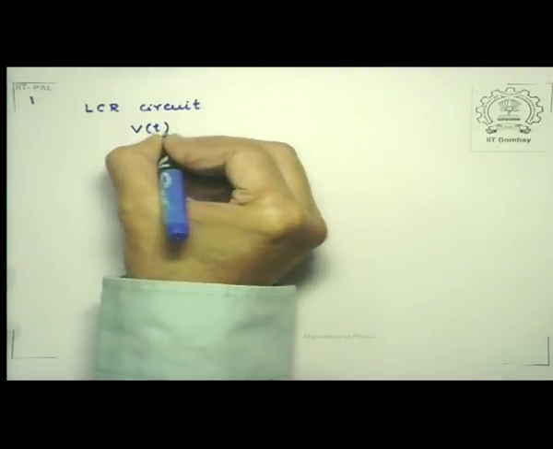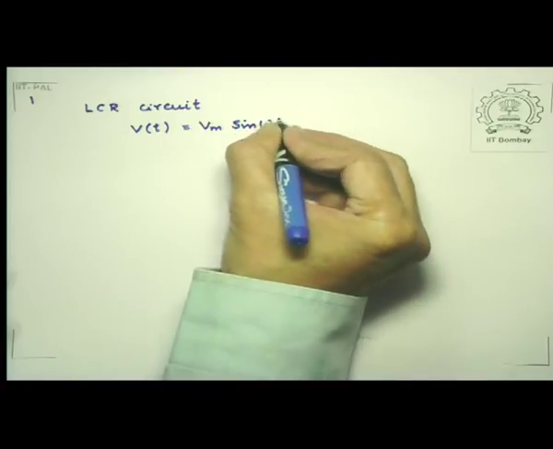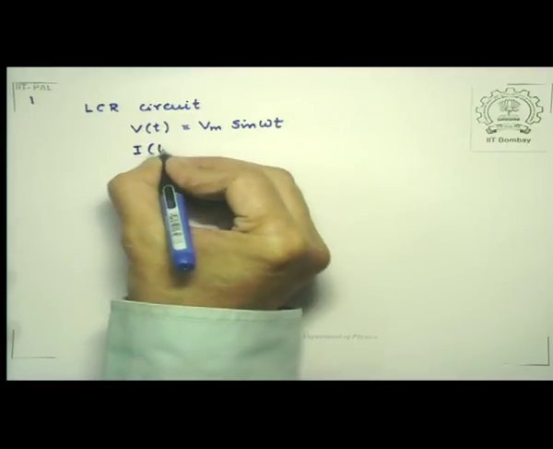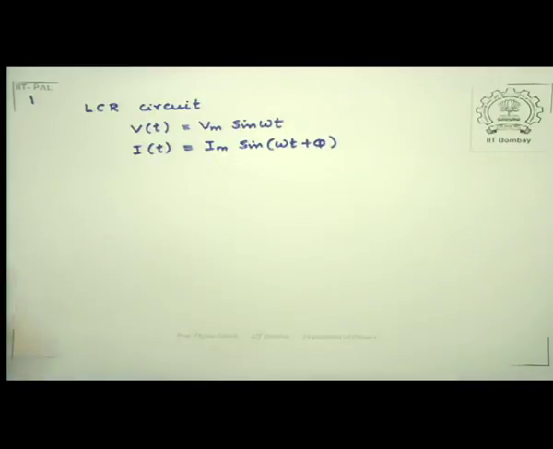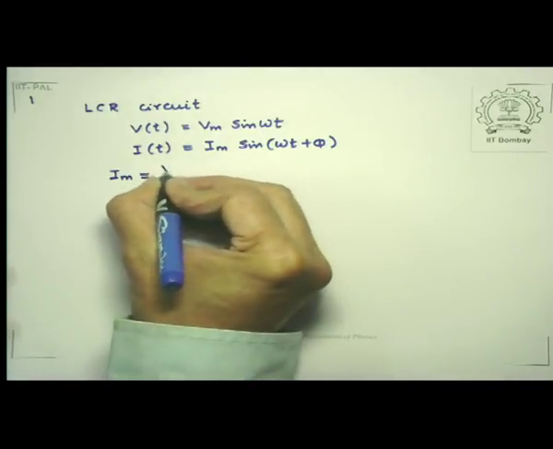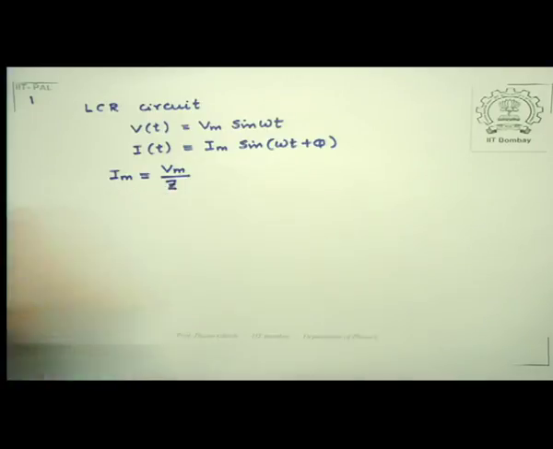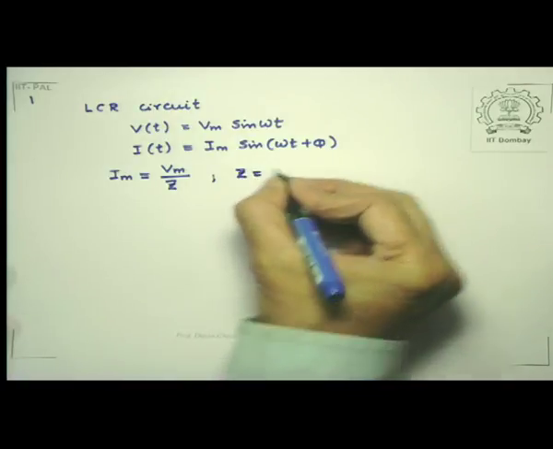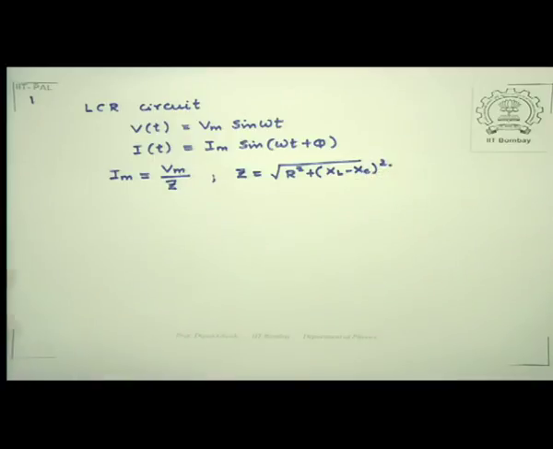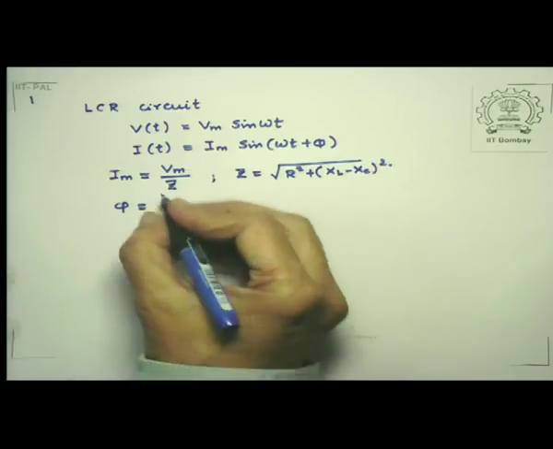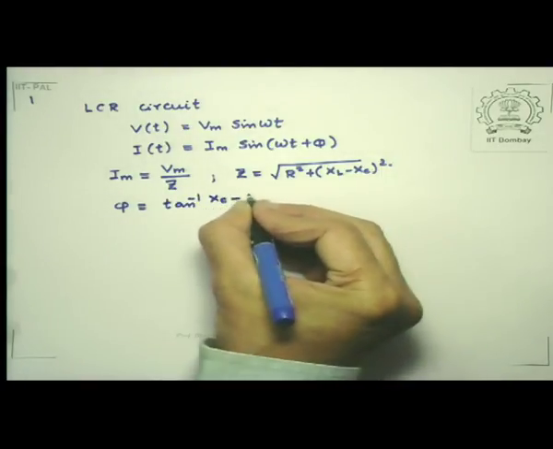Recalling that when we have a voltage variation given by V of t equal to Vm sin omega t, the corresponding current will be given by Im times sine of omega t plus phi, where the current amplitude Im is given by the voltage amplitude divided by the impedance. The impedance Z we had seen is defined as the square root of R square plus XL minus XC whole square, and the phase difference between the current and the voltage, actually in this case the amount by which the current leads the voltage in phase, is given by tan inverse of XC minus XL divided by R.